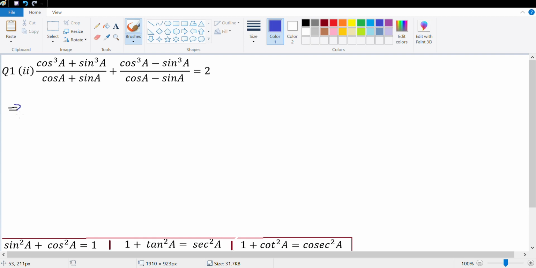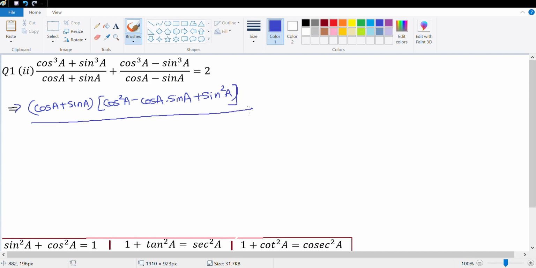So I can write the first term as cos A plus sine A, which is x plus y, multiplied with x square, which is cos square A, minus xy, which is cos A into sine A, plus y square, which is plus sine square A. And my denominator here is cos A plus sine A. I realize doing this makes my life simple because this term and this term will get cancelled. Now I will write it here.